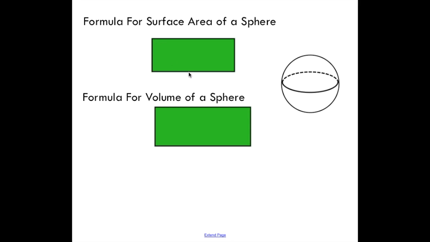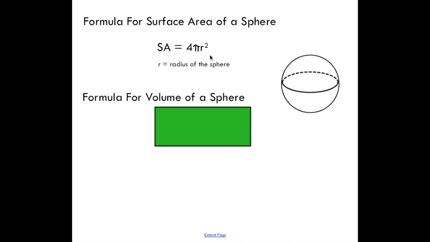So first of all, the formula for the surface area of a sphere looks like this. The surface area is 4 times pi multiplied by the radius squared. The radius is the distance from the center of the sphere to any of the sides of the sphere. So the radius would be any of those measurements, and they should all be the same.